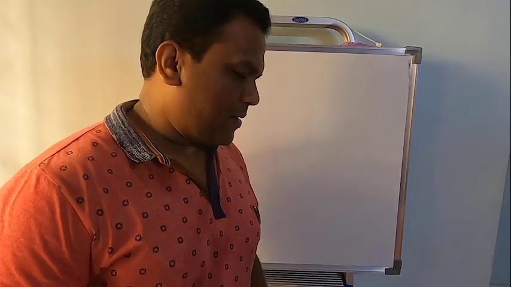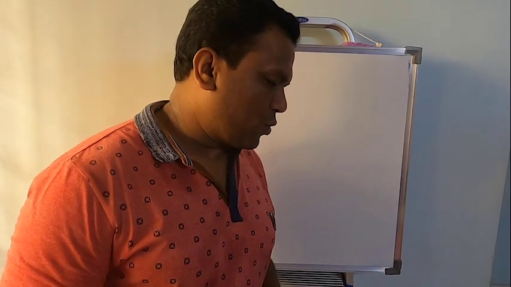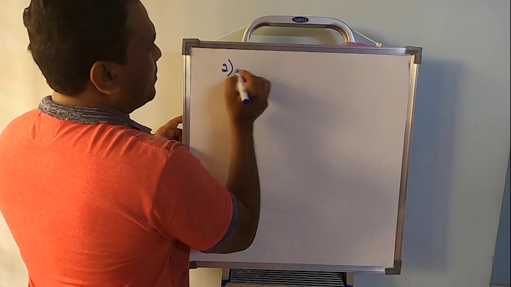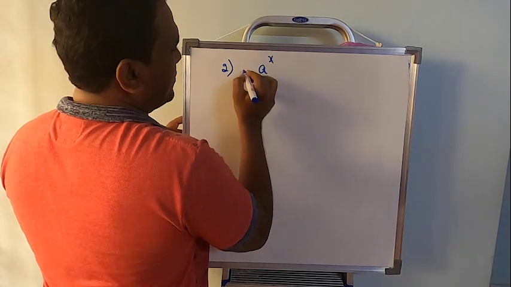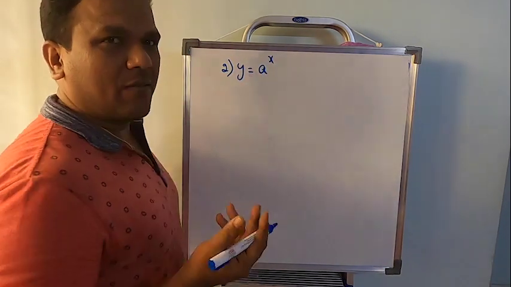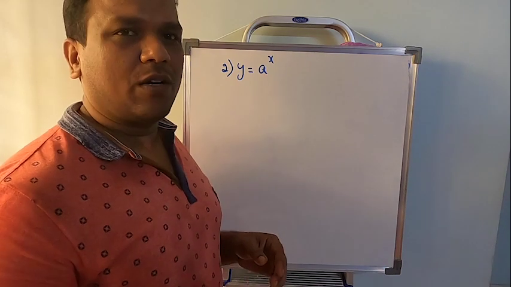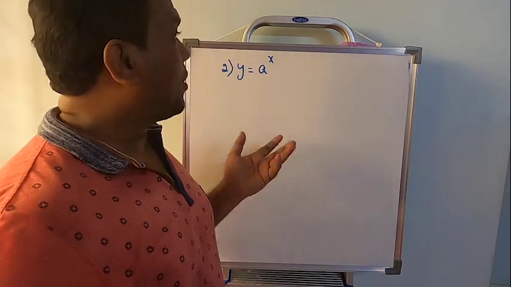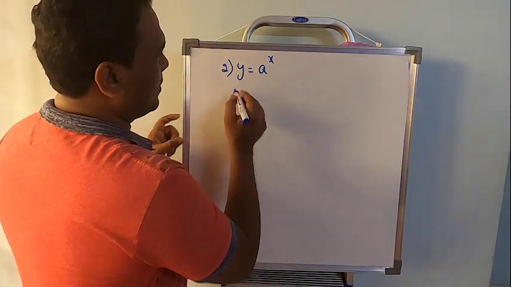Now we have problem number 2, from the worked example. Problem number 2 is differentiate a power x with respect to x. Actually we have done it, there is nothing to do here. We know differentiation of a power x will be a power x multiplied by log a. But how you got it, if you want, I will still explain it.